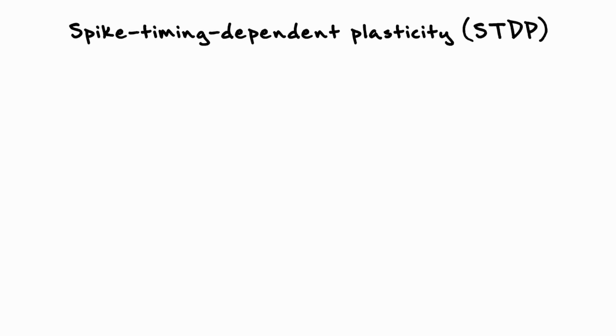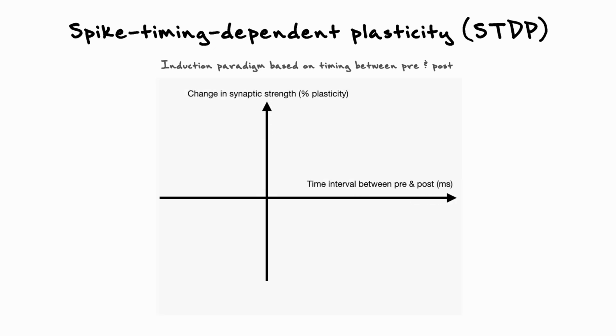Indeed, trains of spikes in the hundreds of hertz do not occur in the body, but yet plasticity does happen. A more physiological way to induce plasticity is spike timing dependent plasticity, or STDP. In this paradigm, the induction is performed by pairing a presynaptic stimulus with the firing of an action potential in the postsynaptic cell at a low frequency. Instead of the frequency of firing, the main variable that we will focus on in STDP is the interval of time between the two stimuli.